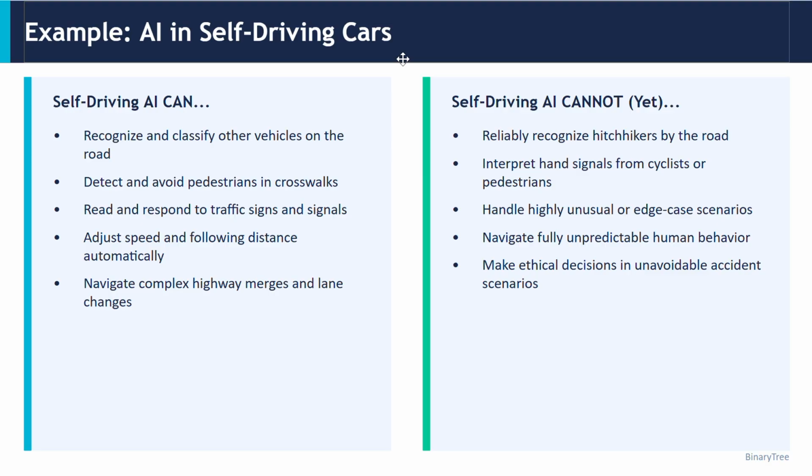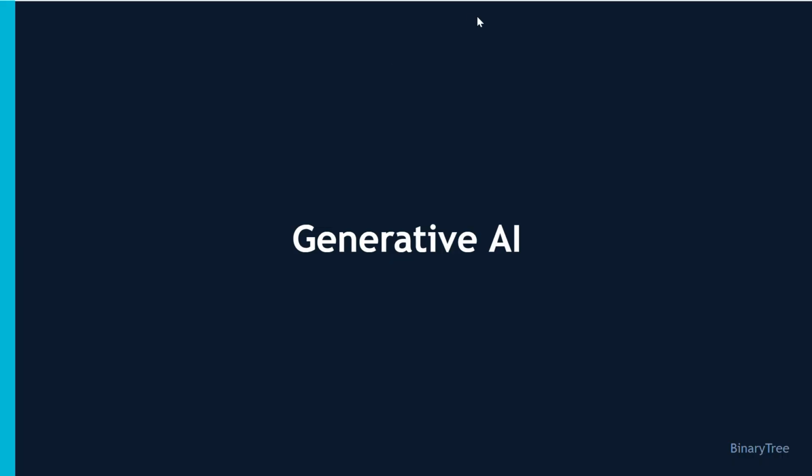AI is excellent at situations it has seen many times in its data, and weak at the rare, the ambiguous, and the human. Keep that in mind for every AI system you meet. Alright, now for the part you can take home and use today. Let's talk about generative AI.